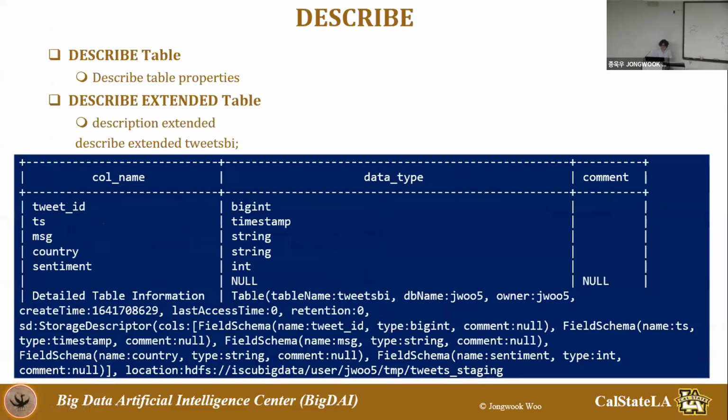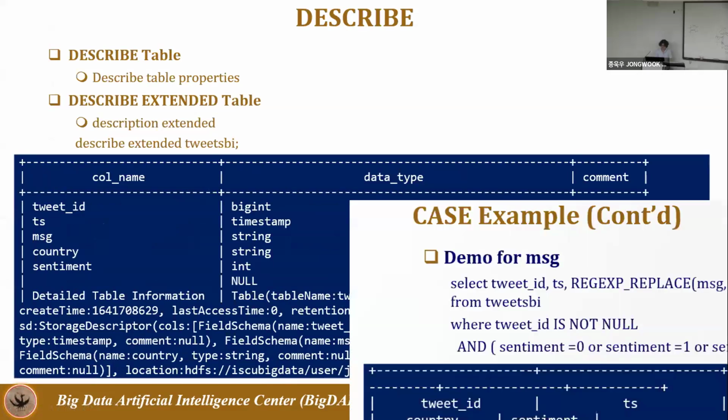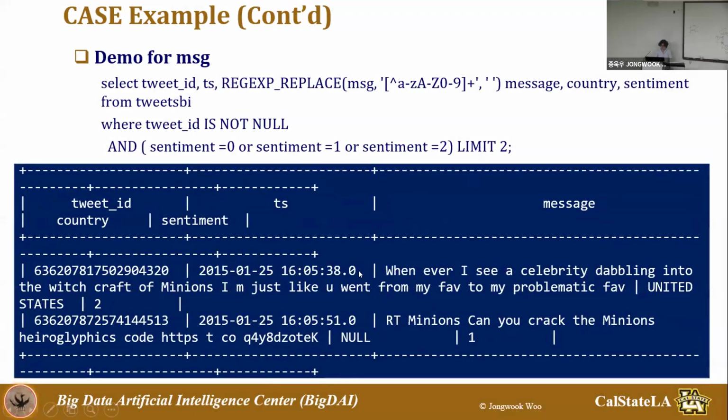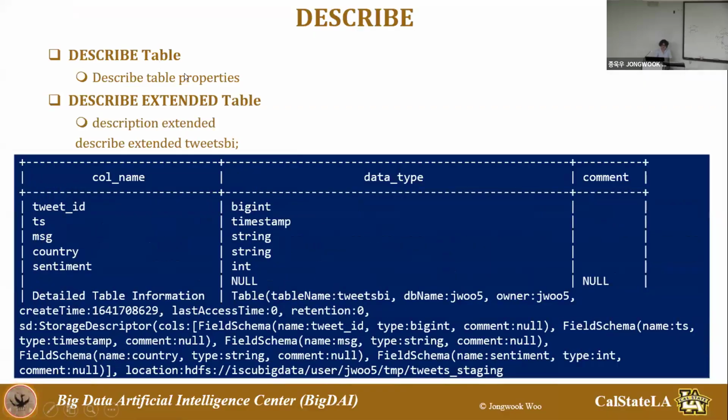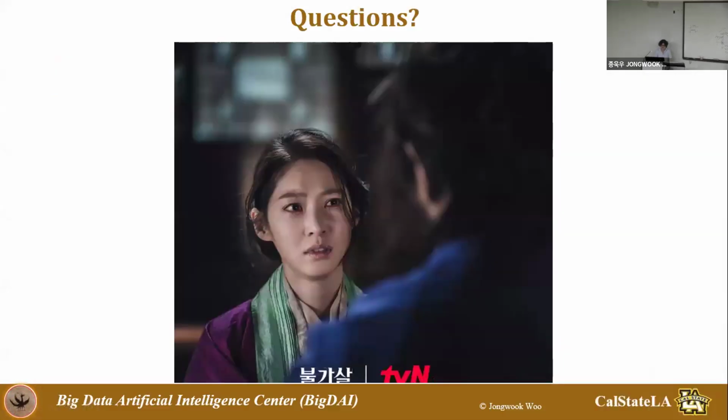Okay? This is just to show you how you can replace the non-alphanumeric character to white space. And also, you have used the describe and describe format here table. You can also use describe extended table to show you the extended content of the table. Okay.